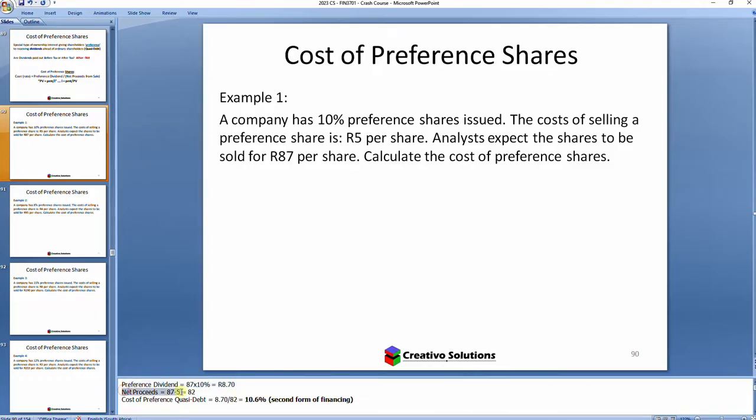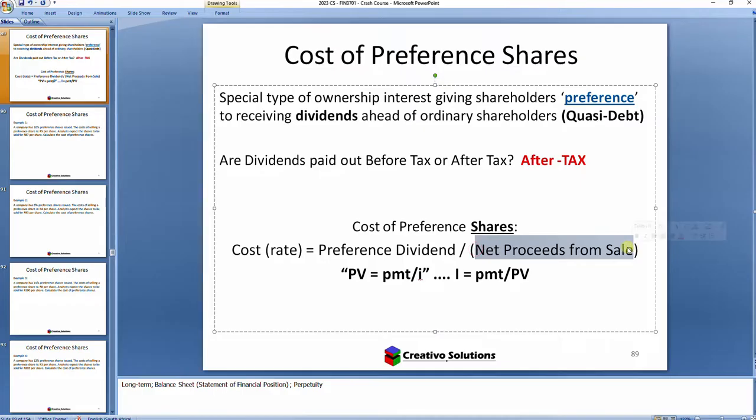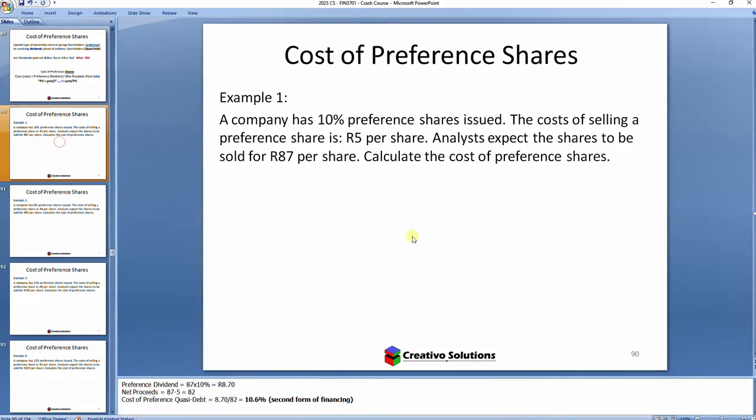The net proceeds, so going back to that formula we had here, there's the net proceeds. How much capital are you going to raise? 87 minus 5, which is 82.